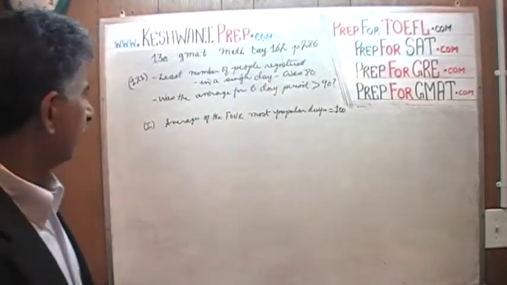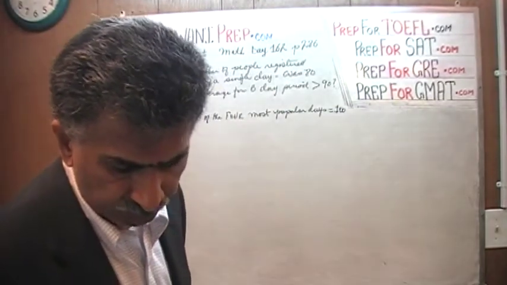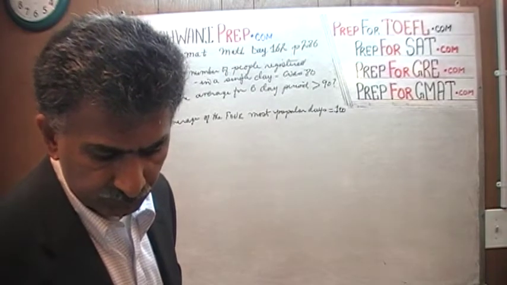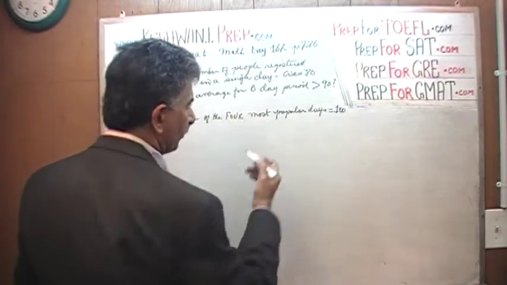In the first statement, they tell us that the average for the most popular days, the 4 days with the greatest number of people registered, was 100. The average for the 4 most popular days was 100.